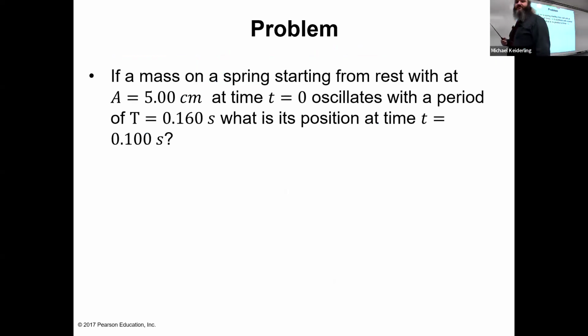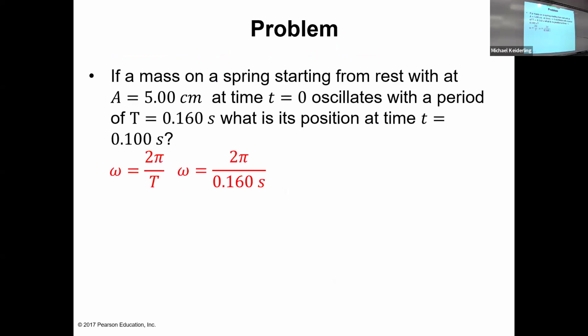So if a mass on a spring starts from rest with an amplitude of 5 centimeters at time t equals 0, and it oscillates with a period of 0.16 seconds, what is its position at time t equals 0.1 seconds? Well, omega is 2 pi over T, so omega is 2 pi over 0.16 seconds, or 39.3 radians per second. Position is A cosine omega t.